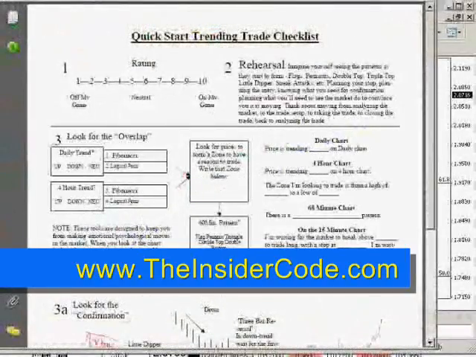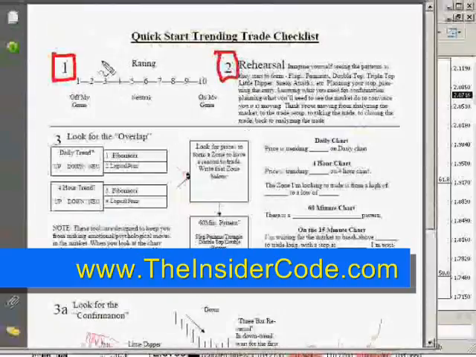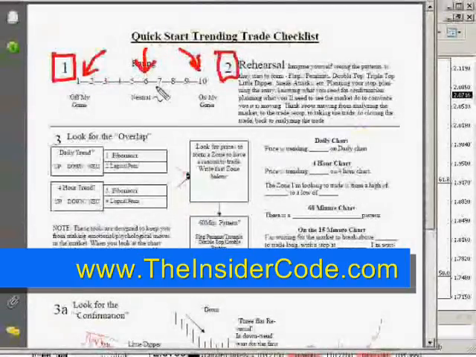So first of all, let's take a look at the trending trade checklist. Both checklists have two spots at the start, a rating and a rehearsal. The rating, very simply, is where you decide, do you feel like you're having a good day, or do you feel like you're having a not so good day, or are you feeling a bit neutral?